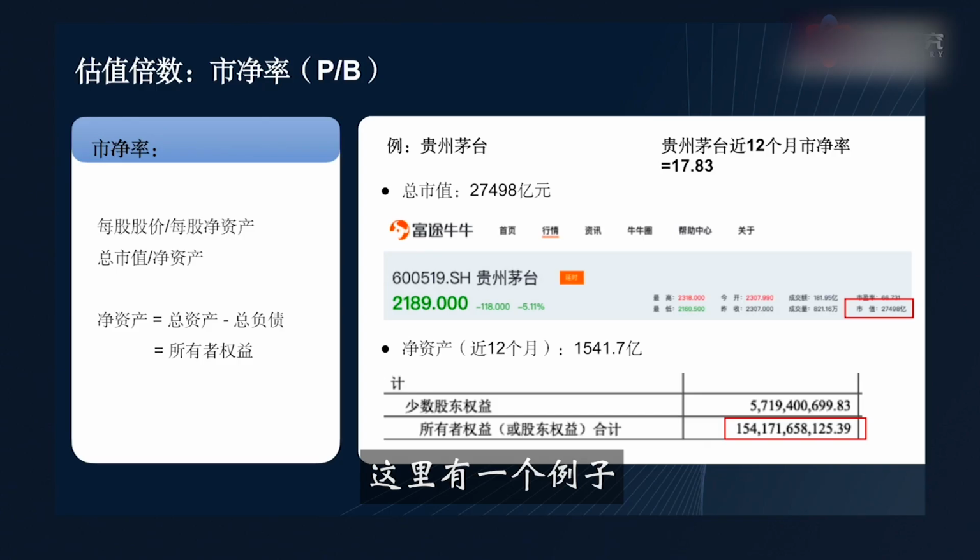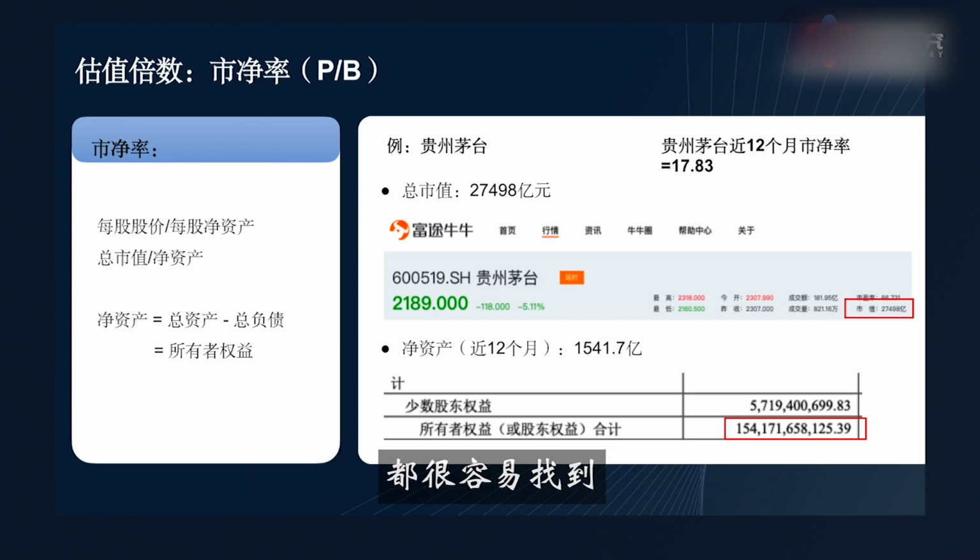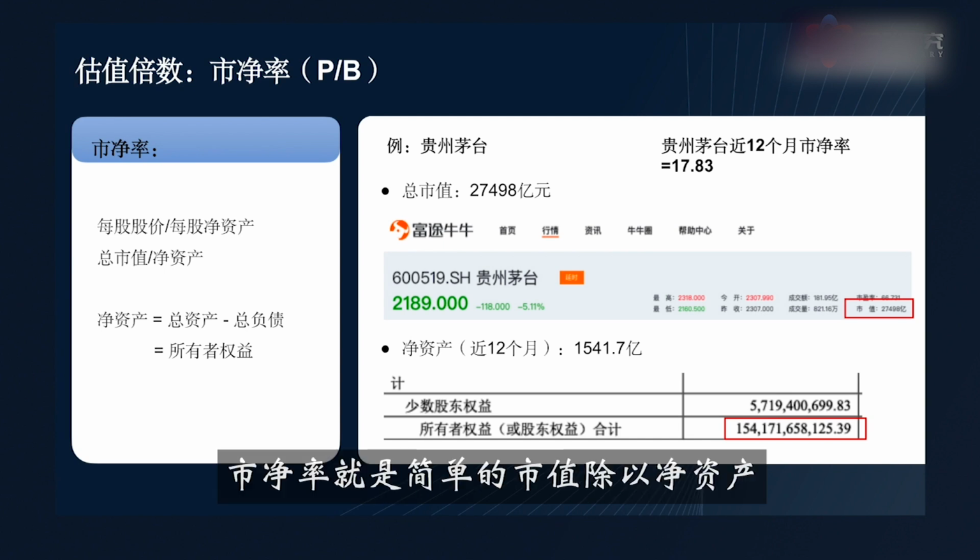So here's an example right here. These are all pretty easy to find on most financial websites. Your broker has one. Really, you can get them all over the place. Price to book value is simply price over book value.